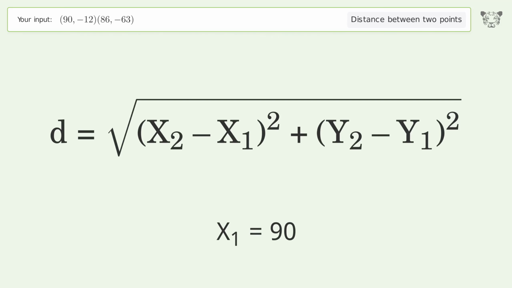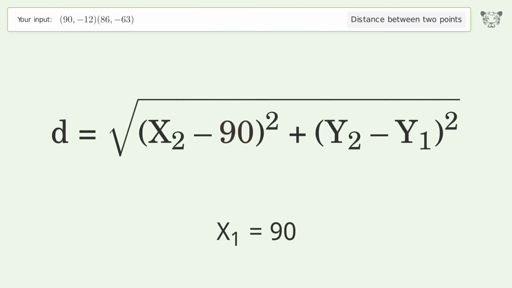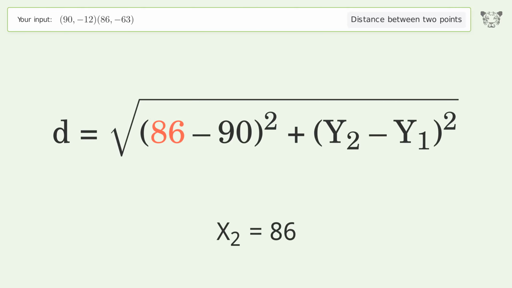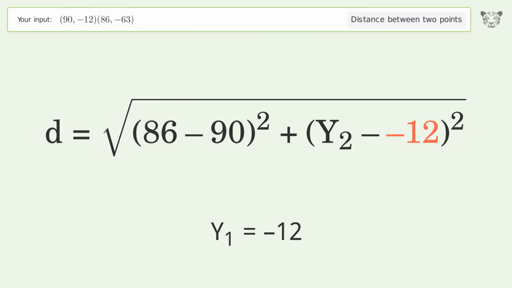x1 equals 90. x2 equals 86. y1 equals -12. y2 equals -63.